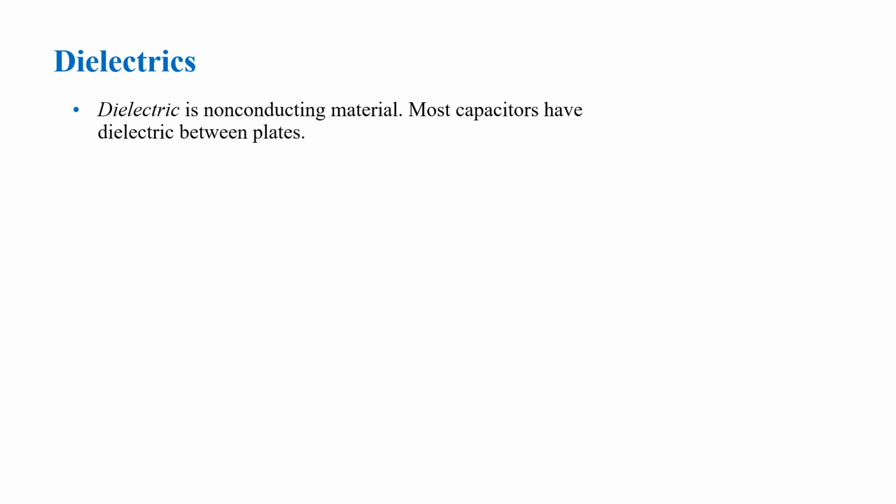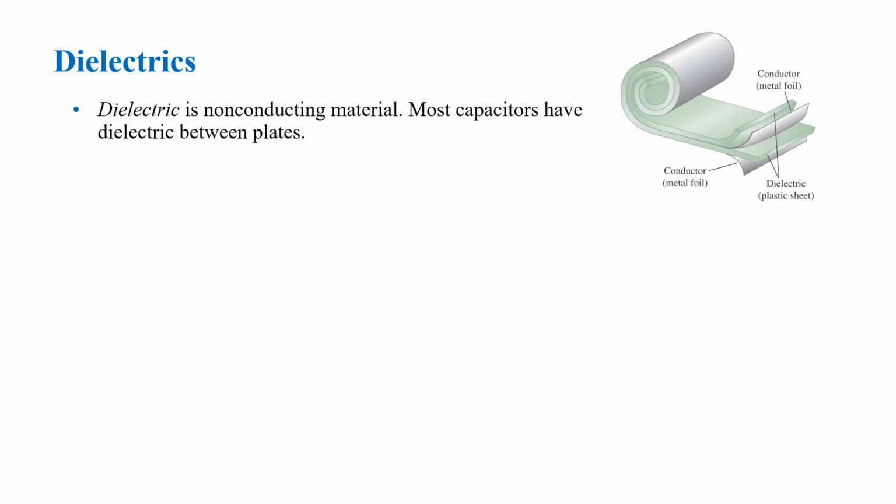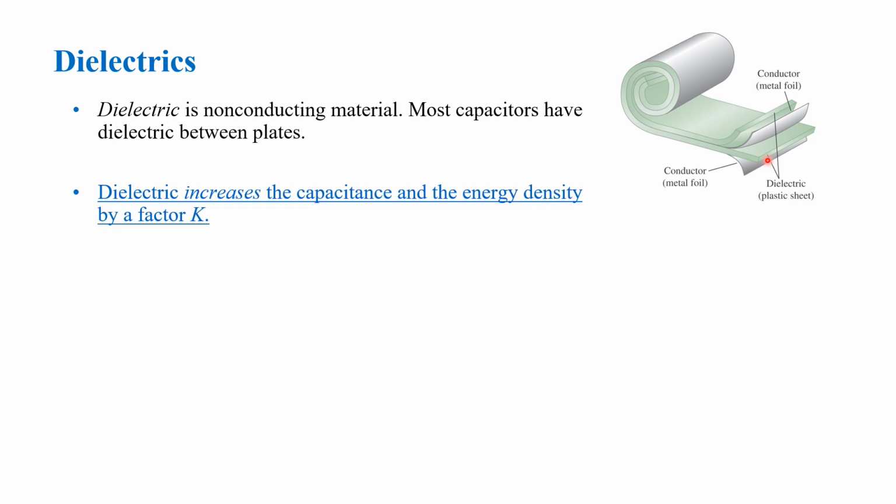If you can remember, there is this insulating material in between your two conducting plates, which form your capacitor. We usually call this insulating material your dielectric. A dielectric is a non-conducting material, and most capacitors have a dielectric between these two plates. So this is how you look at your capacitors, and in between, you have a sandwich material, which is your dielectric material. This dielectric material separates your two plates so that they won't touch each other.